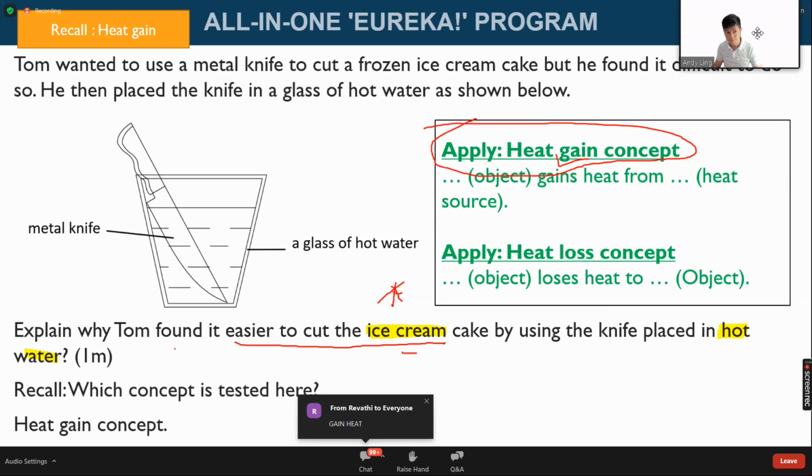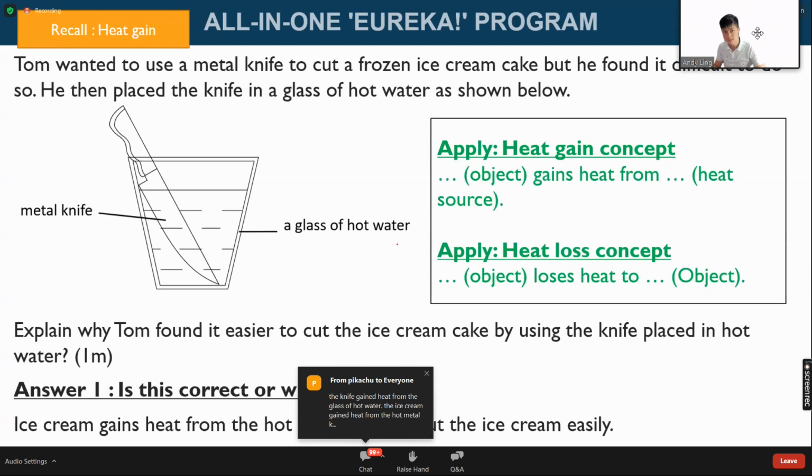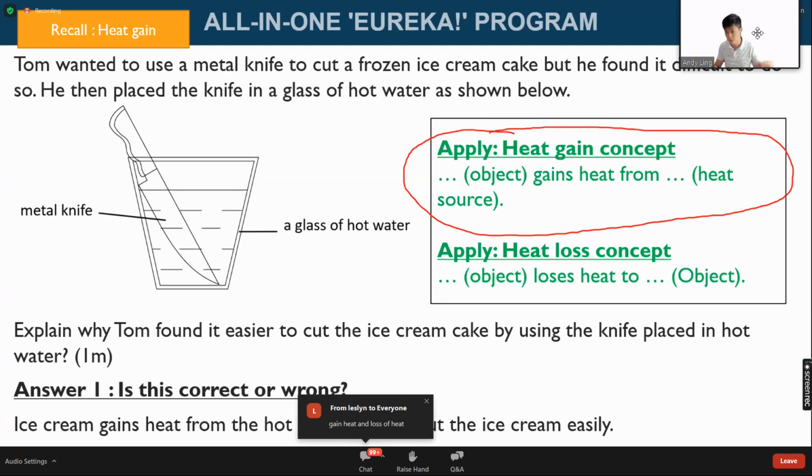Okay, so now let me share with you what the answer is. All right, so let's look at this. Is this answer right or wrong? We know that we need to use this first answering technique, am I right? The recall portion, right? We are done with recall, now we're going to apply. Apply this answering technique. So parents, I want you to look at this statement. Ice cream gains heat from the hot knife. Tom can cut the ice cream. Is it correct or wrong?